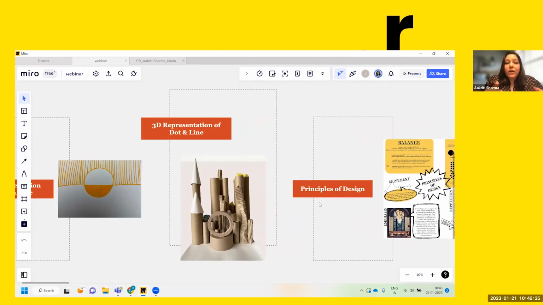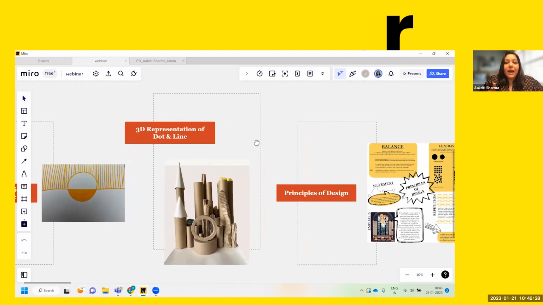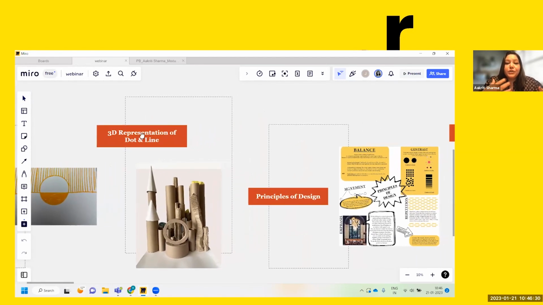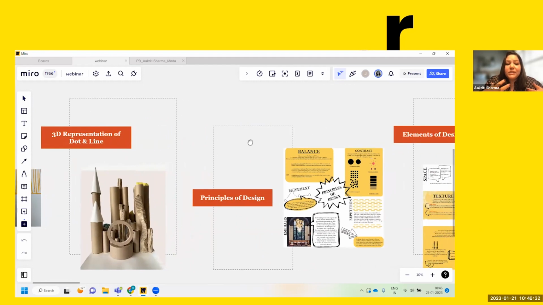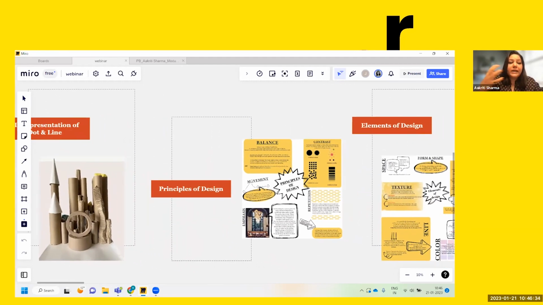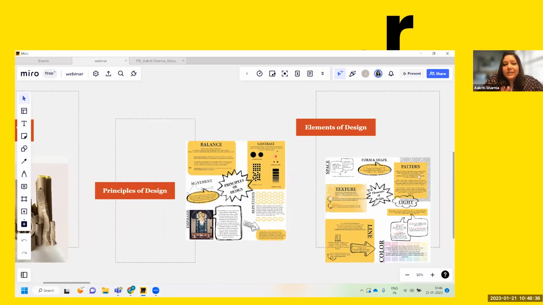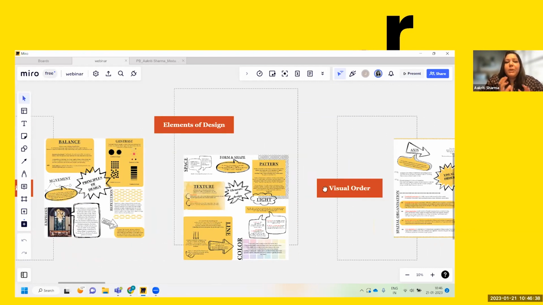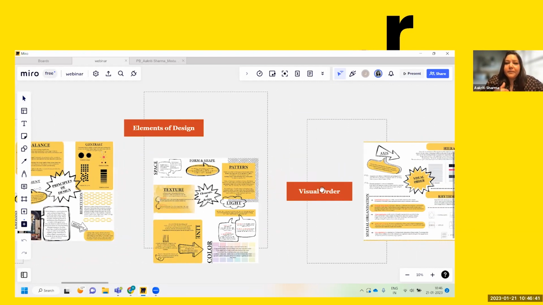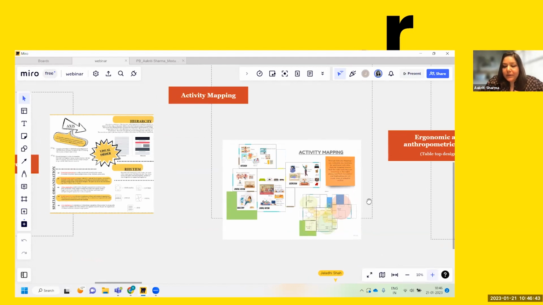But now what with that? Again, we had to learn the basics of design, which are the principles, the elements and visual order. To look good interior-wise, it should look aesthetic and pleasant, and we can make a good composition out of that. And then we moved to activity mapping.